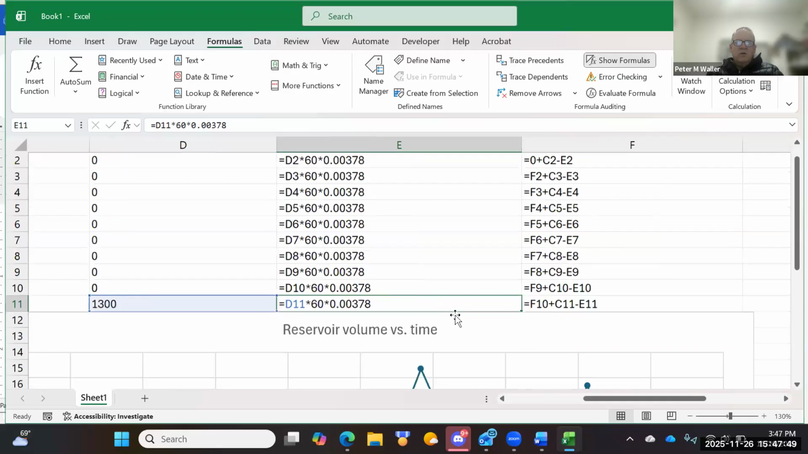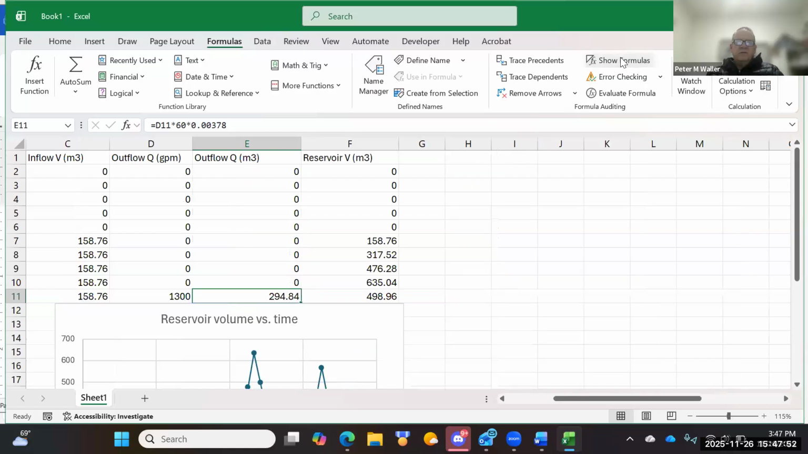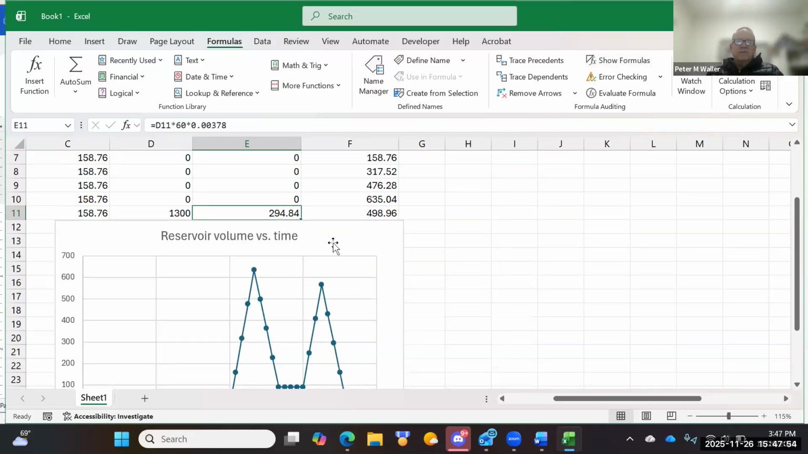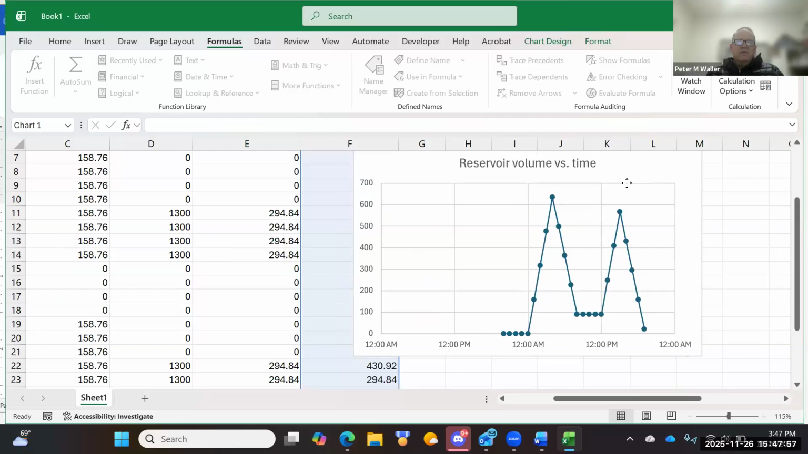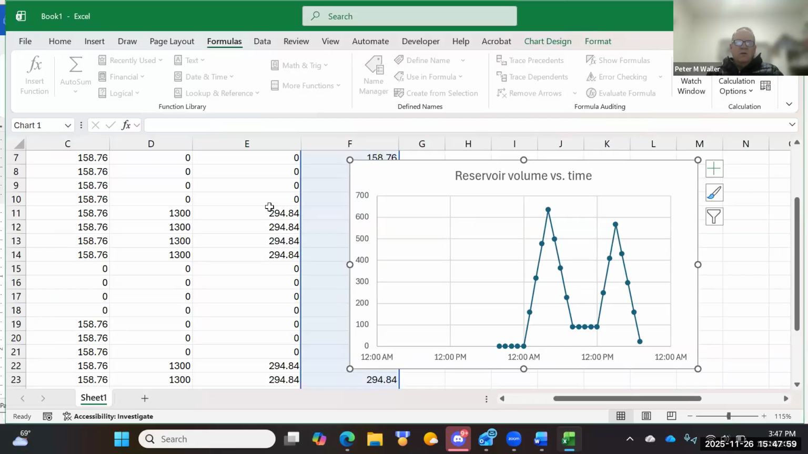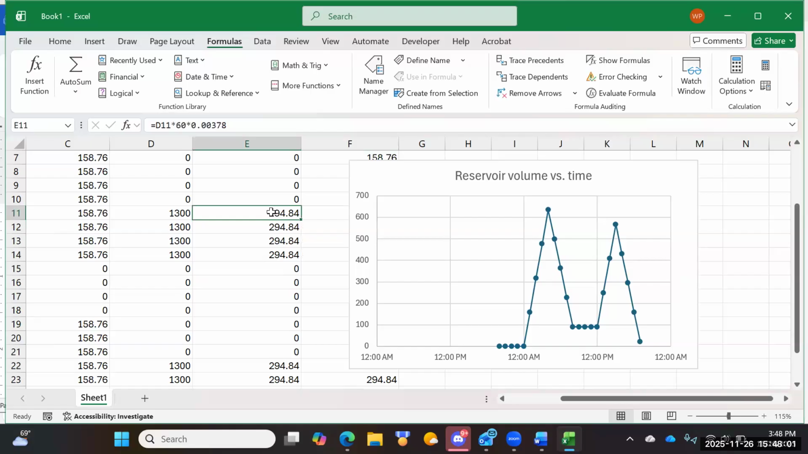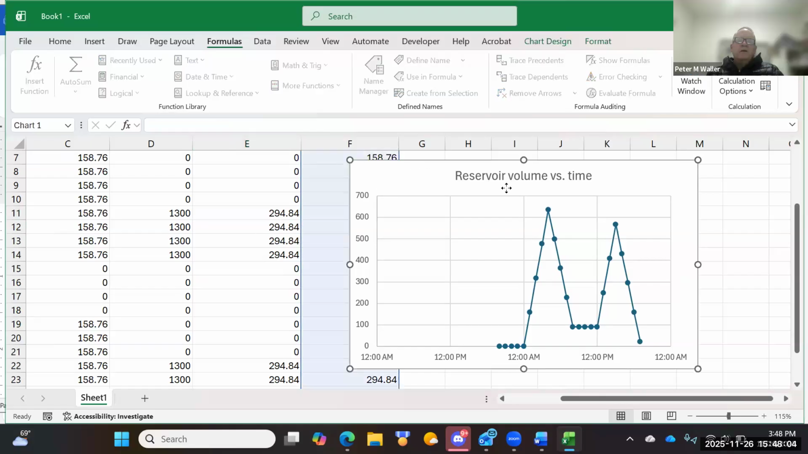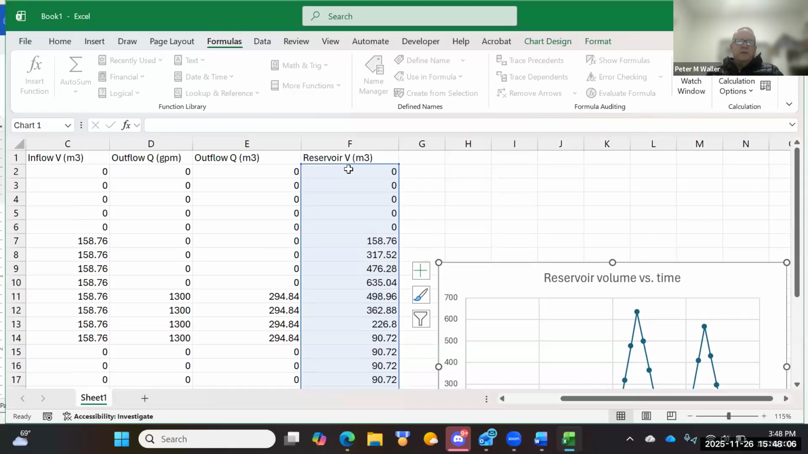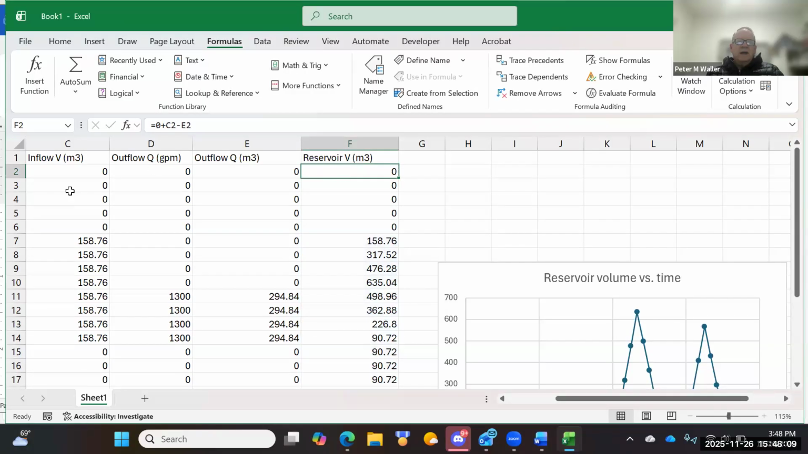And if we don't show the formulas, they are all 294.84. Okay. Then my reservoir values are wrong then. Oh, okay. So what you do is you add what's coming in from column C, so C2, and you subtract E2 at each time step. And for the first time step, it's zero because we're just starting from zero.